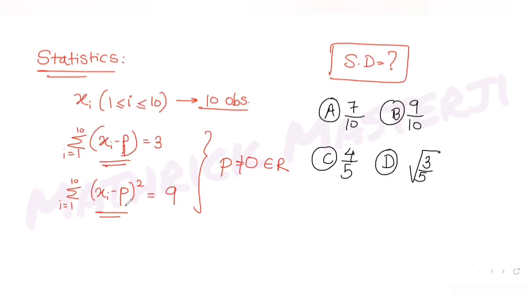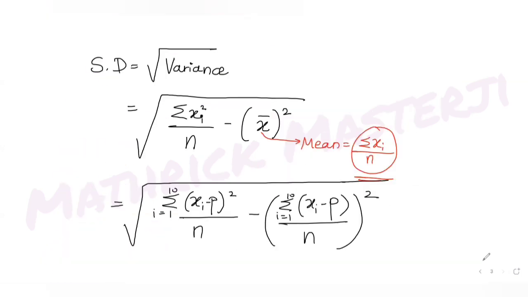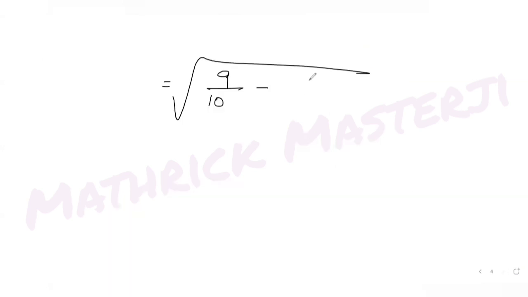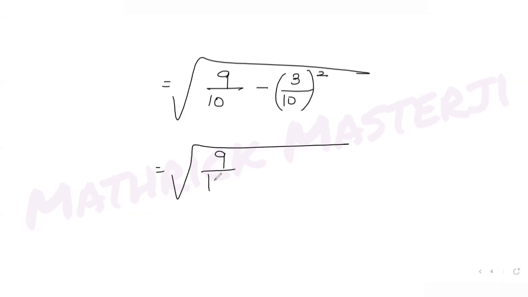So I know summation of i equals 1 to 10 xi minus p the whole square, that is given to me as 9. So square root of 9 divided by the number of observations, we know it is 10, minus. Here I have summation of xi minus p divided by n. So 3 divided by 10 the whole square. So from here I get this as 9 over 10 minus 9 over 100.